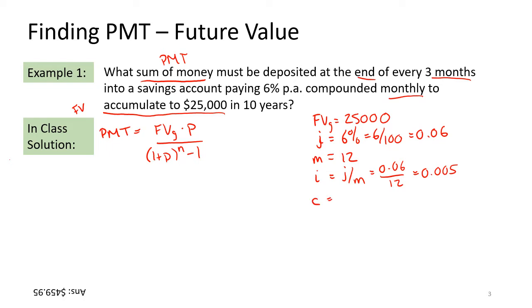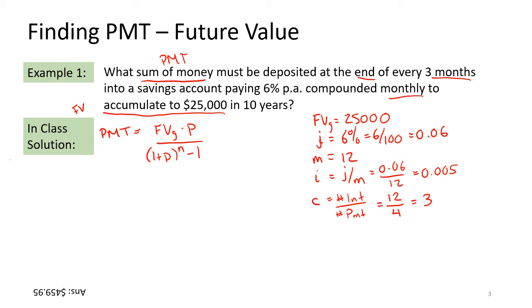So C is your number of interest periods divided by your number of payment periods, both per year. So interest is monthly. Let's give this a value of 12. And our payment periods is quarterly, which is 4. So that gives us a value of C of 3.